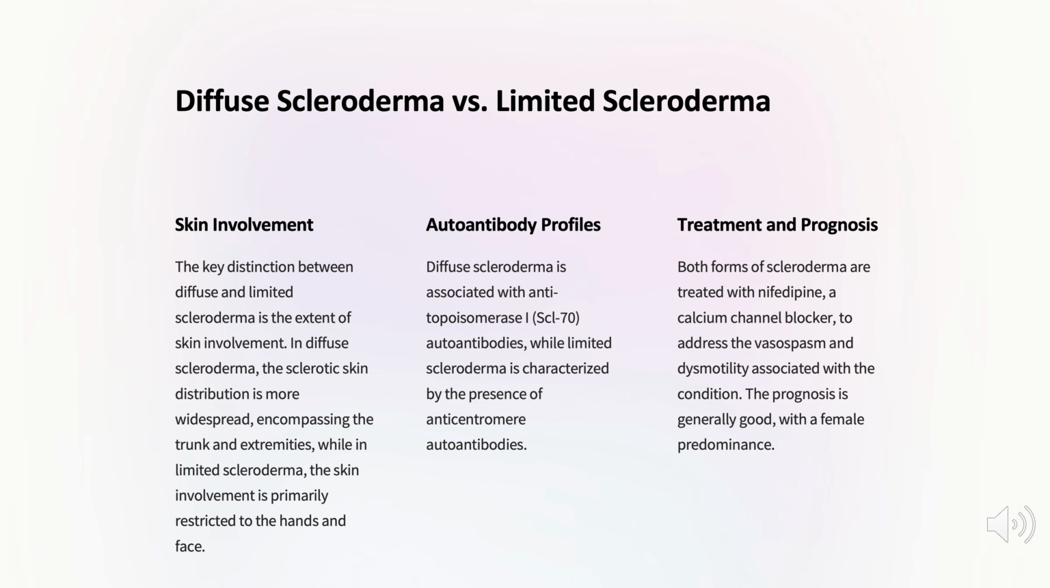Treatment and prognosis for both forms of scleroderma typically involve the use of nifedipine, a calcium channel blocker, to mitigate vasospasm and dysmotility associated with the condition. Fortunately, the prognosis is generally favorable, with a higher prevalence observed among females.